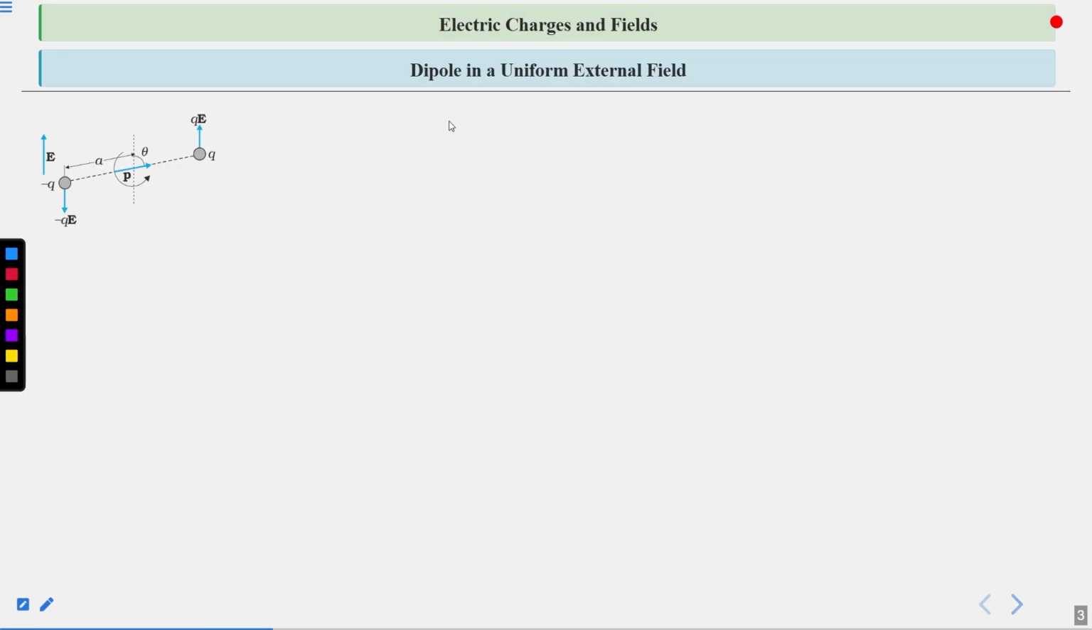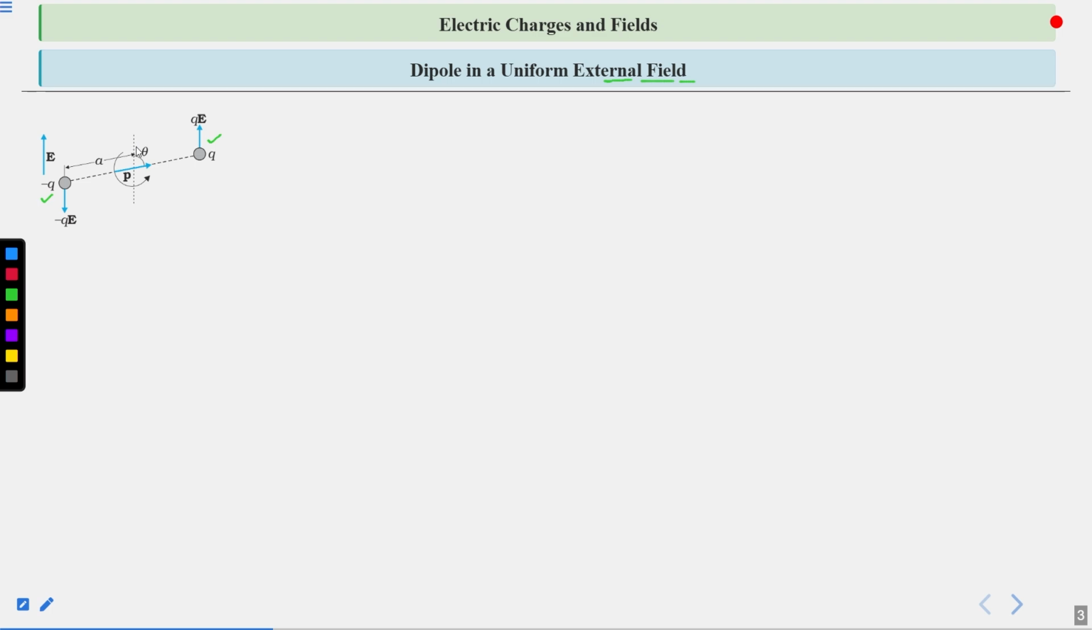So, our topic is dipole in a uniform external field. Here the question arises, what is a dipole? A dipole is a system of two charges which are equal and opposite. Look at here, two charges, first is plus q, second is minus q. The magnitude of these two charges is the same but the sign is opposite, and they are separated by a small distance 2a.